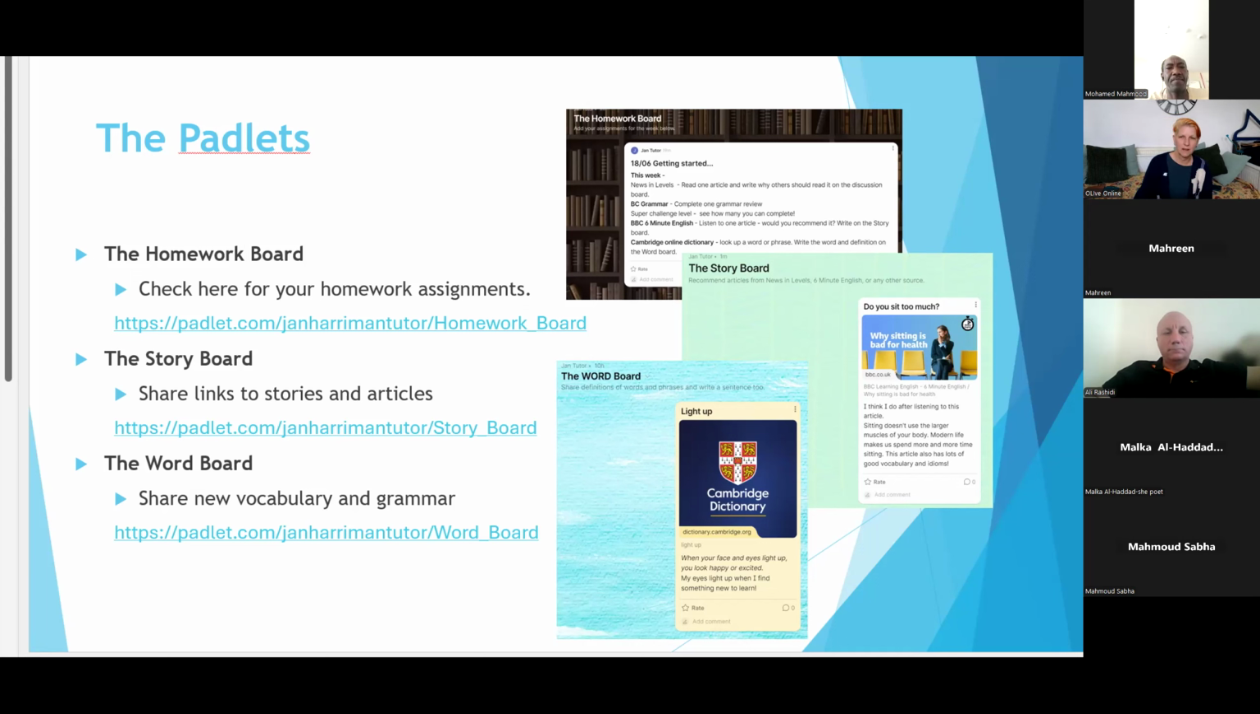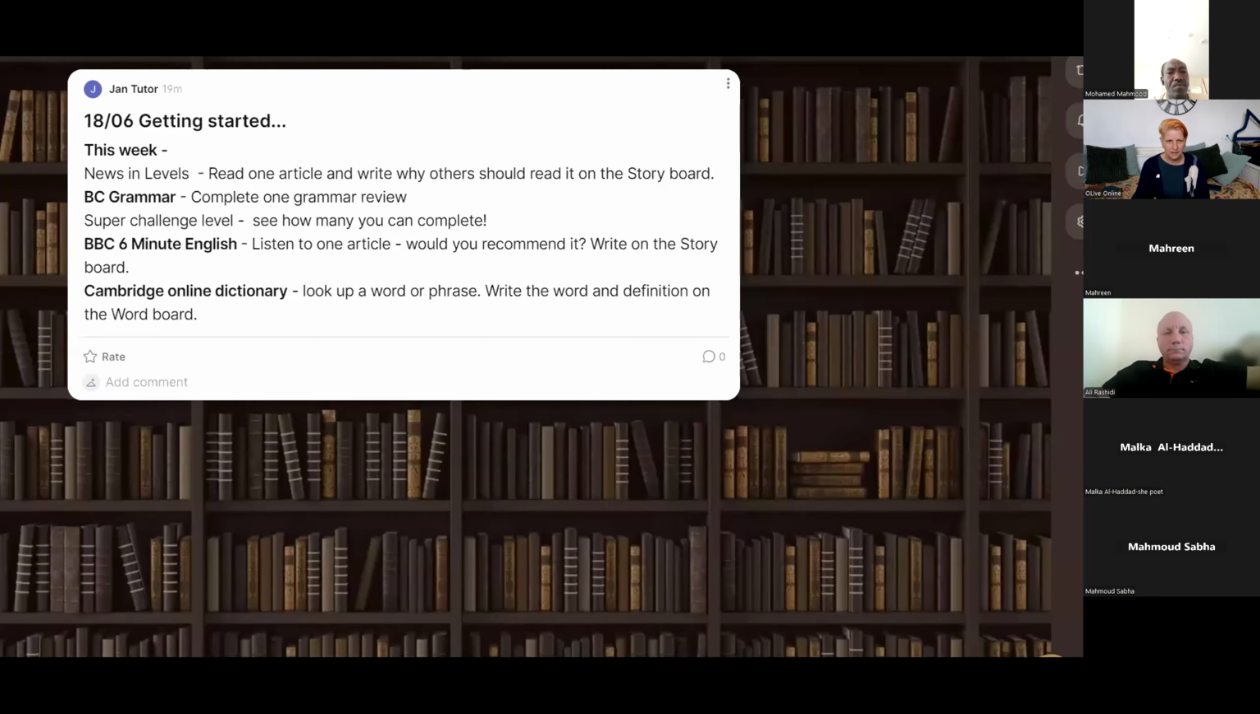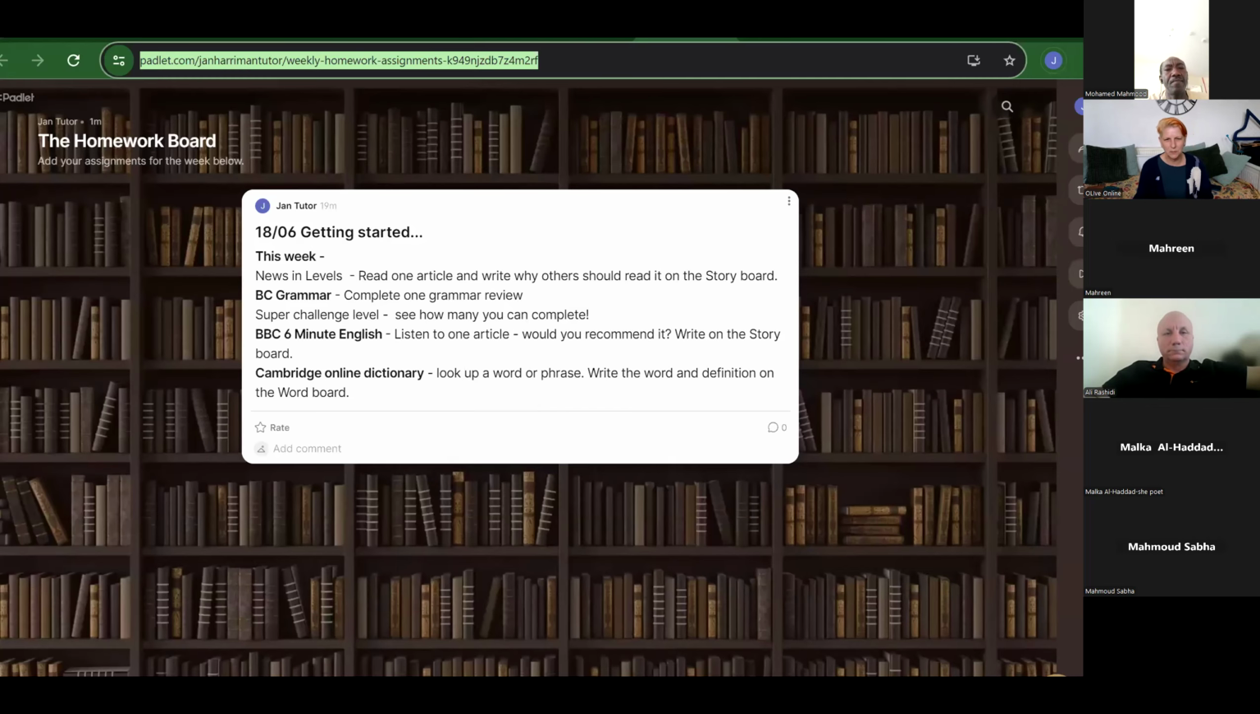All right, let me just switch to the other. Oh, yeah, that's it. Zoom. And here we go. This is where you'll find your homework, on the Padlet homework board. As you see, I've put in the homework for this week. We have things to read, things to listen to, and a grammar challenge. But let's work our way through this. So that's our first tool, our homework board.